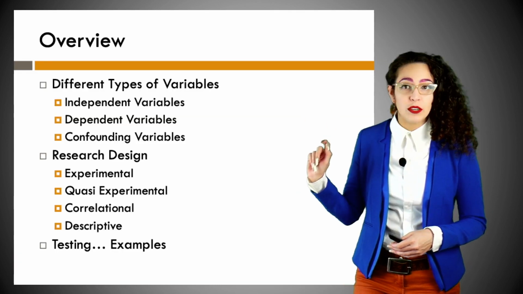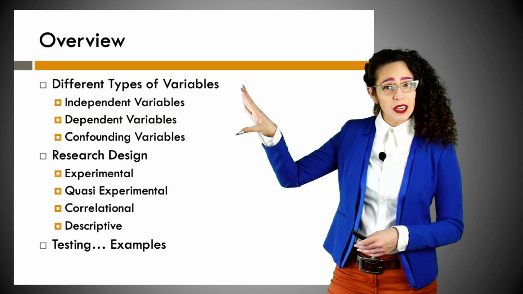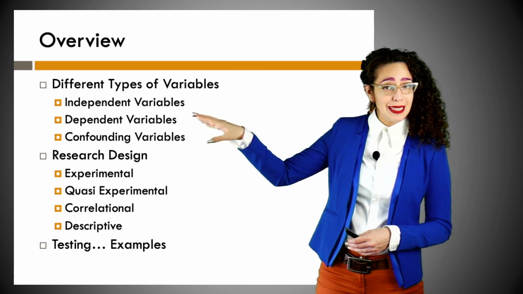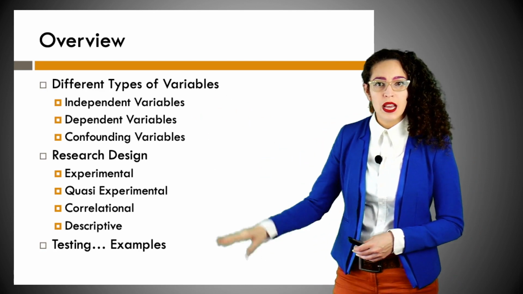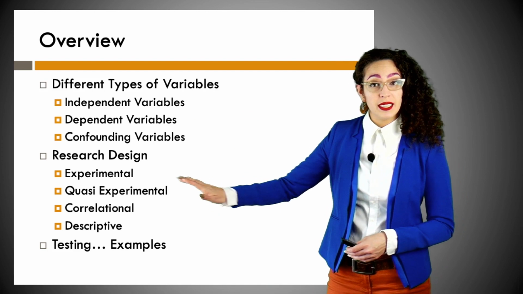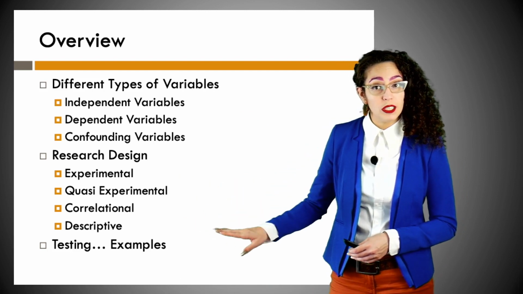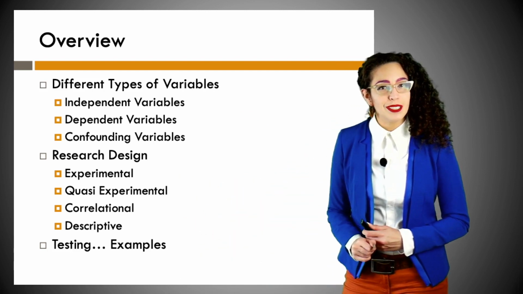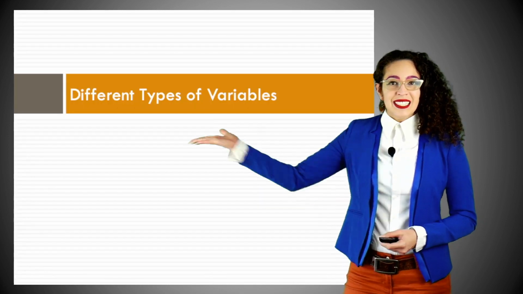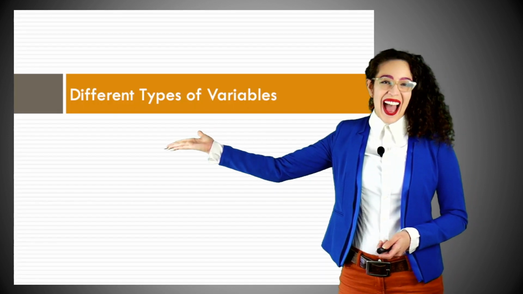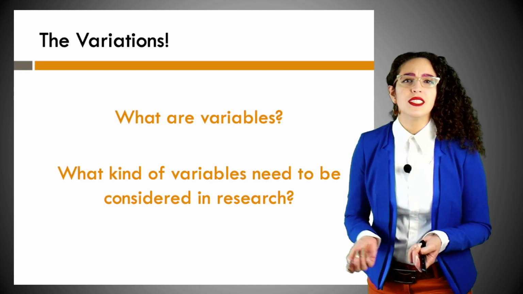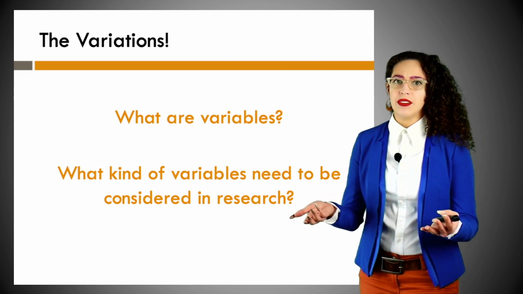Alright, in this lesson we will be covering different types of variables, very important: independent, dependent, and those annoying confounders. We're going to talk about some research designs like experimental, quasi-experimental, correlational, and descriptive, and then we'll do some examples to test your understanding. Different types of variables! Oh, the variations!